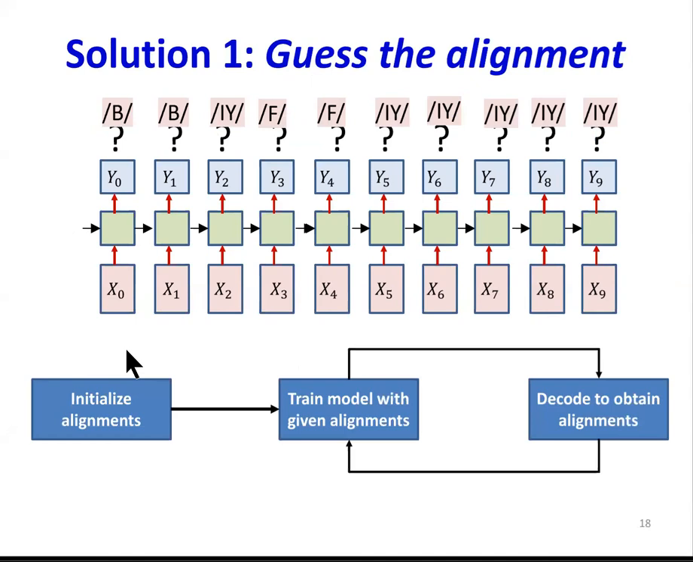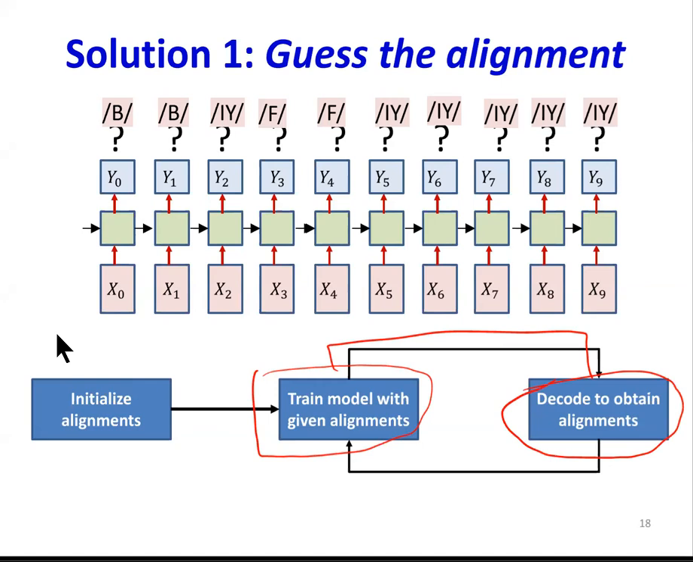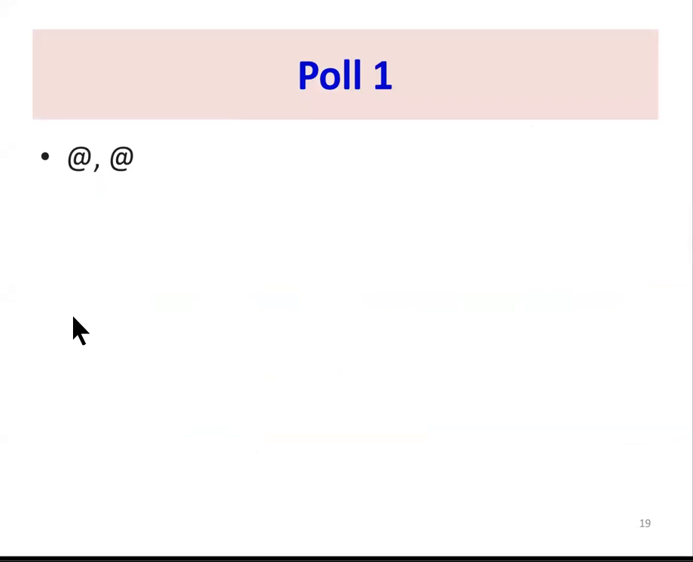And so our one solution was to guess the initial alignment for every training instance, then train your models using the guessed alignment, then use this trained model to realign all of your training instances using the model, and then use the updated alignment to go back and train the model. So this was the Viterbi training procedure. And now we have a problem.